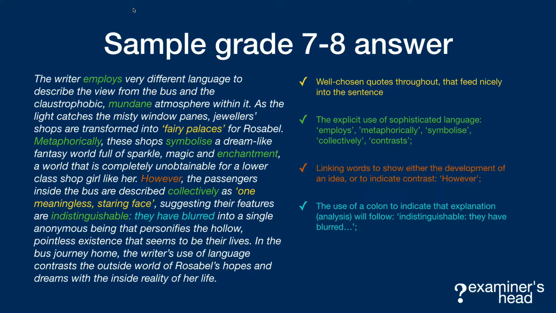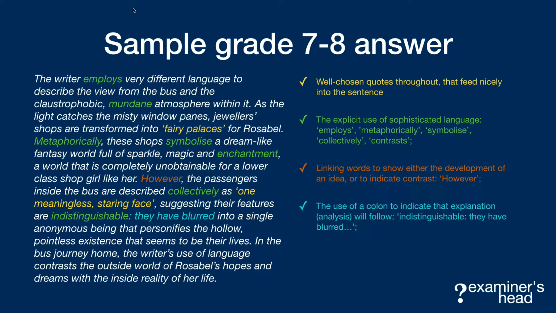And then there's a great use of a colon after "indistinguishable". Now, again, this is another what we call analytical signpost and another marker, because what you've done is you've brought in a quote and then you've put a colon, and then what follows the colon is analysis. "They've blurred into a single anonymous being that personifies the hollow, pointless existence that seems to be their lives."